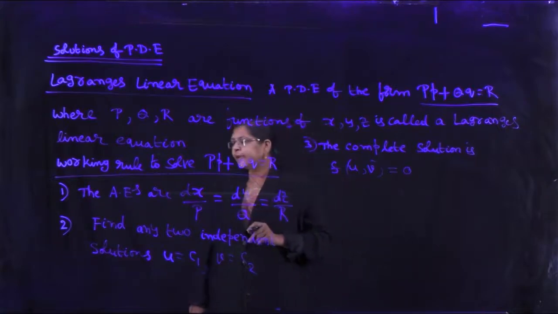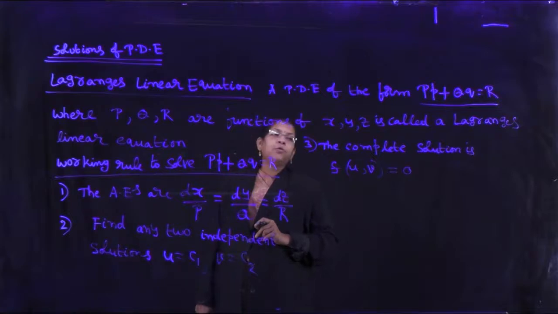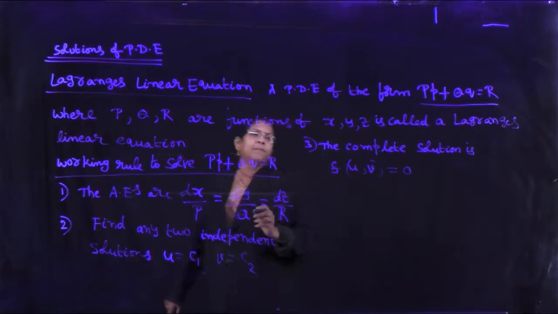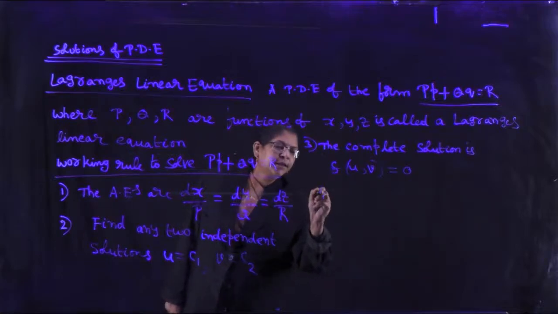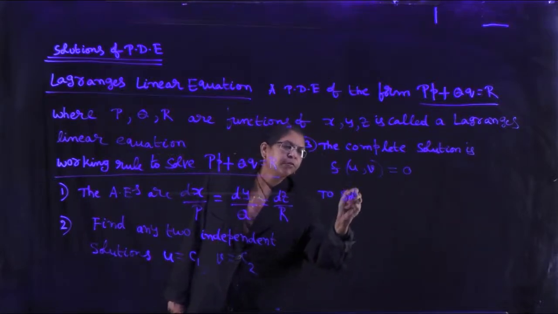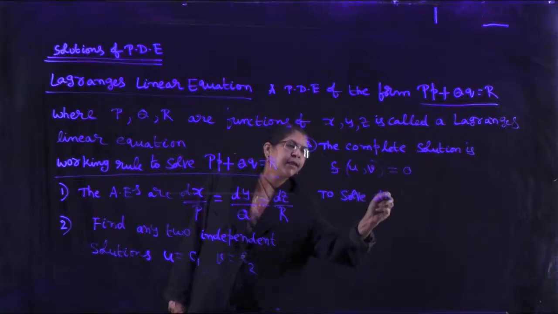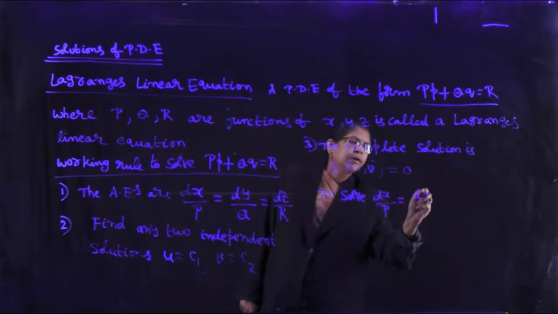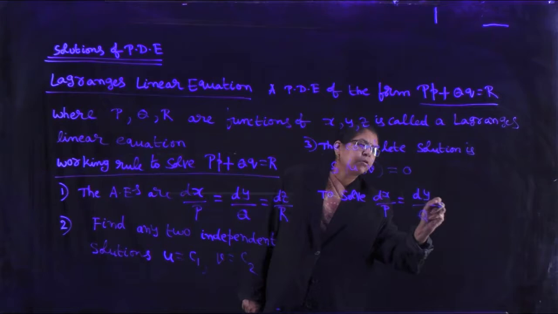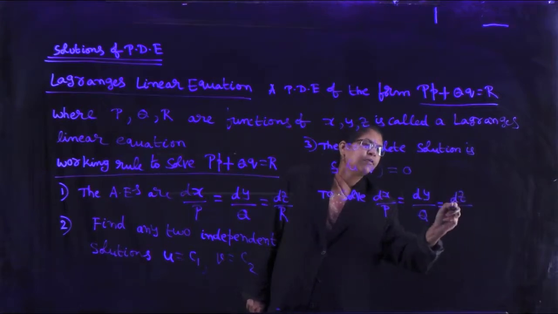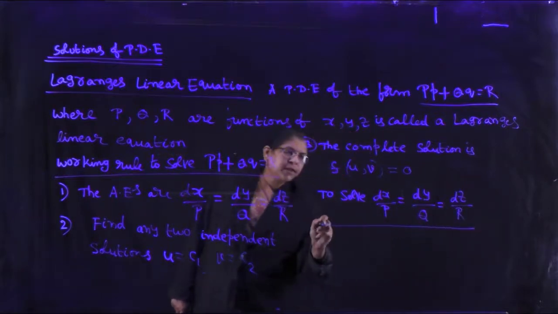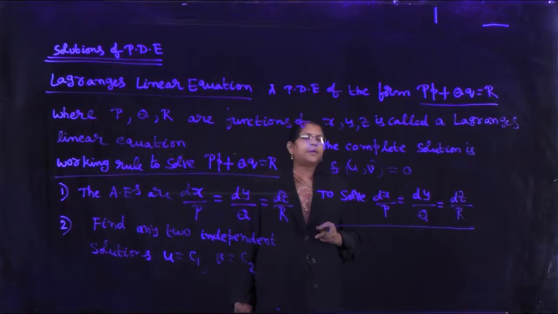Now, to find the independent solutions, there are two different methods. What are the two different methods? One is method of grouping and another is method of multipliers. Okay. Next heading is to solve dx by P equal to dy by Q equal to dz by R.